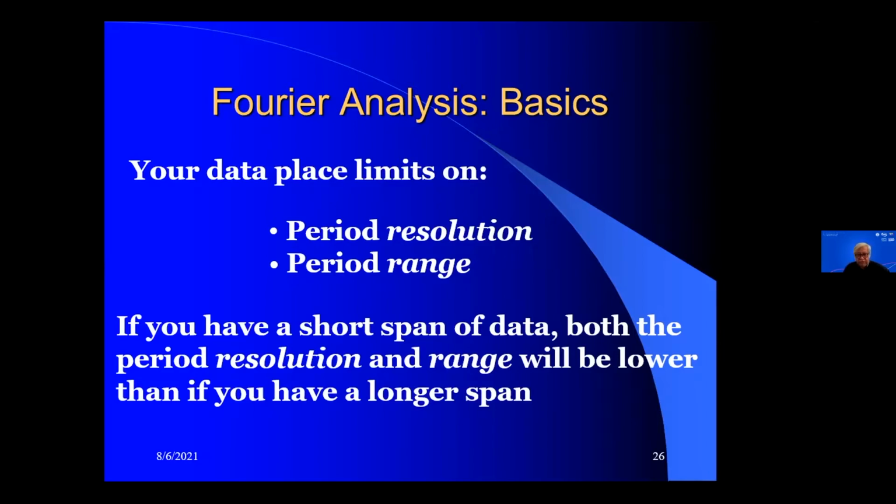So if you have a short span of data, both the period and resolution and range will be lower than if you have the longer span. That's the rule of thumb, I think. Of course, you want a longer time span, but a longer span of observation is expensive, because first, for the time sharing telescope, you need to apply, and you have to compete strongly with the other astronomers who like to use the telescope time for that.